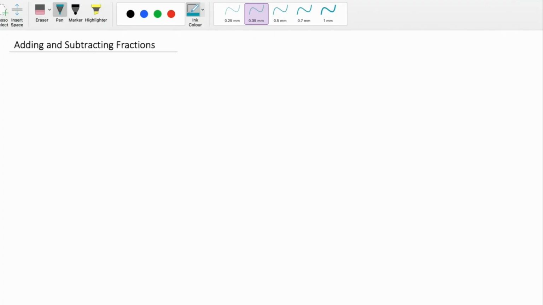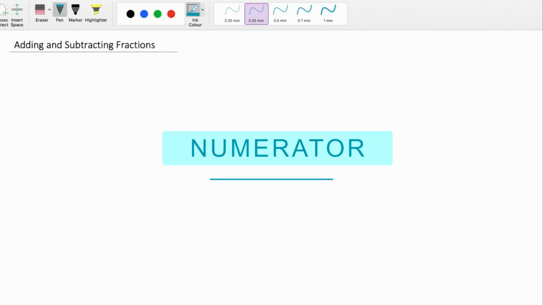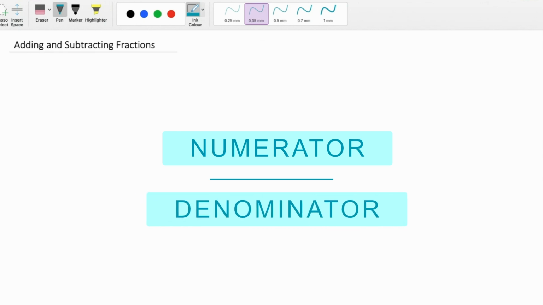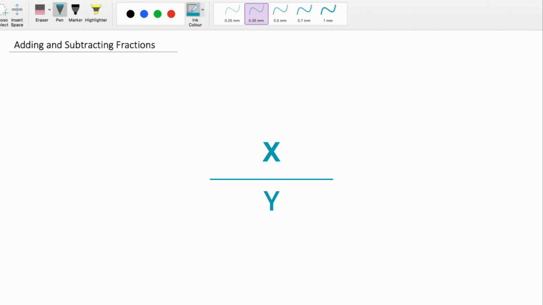So before getting started, let's just do a super quick orientation on the terminology used in fractions. Now, on the top, we have a numerator. On the bottom, we have a denominator. So in this case, x is the numerator, y is the denominator.